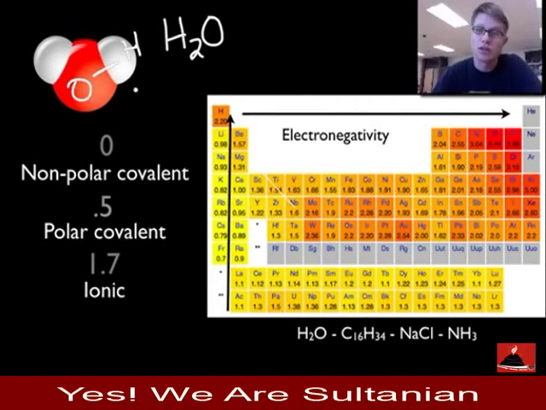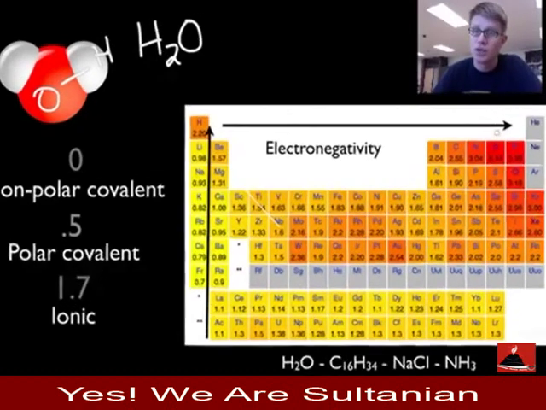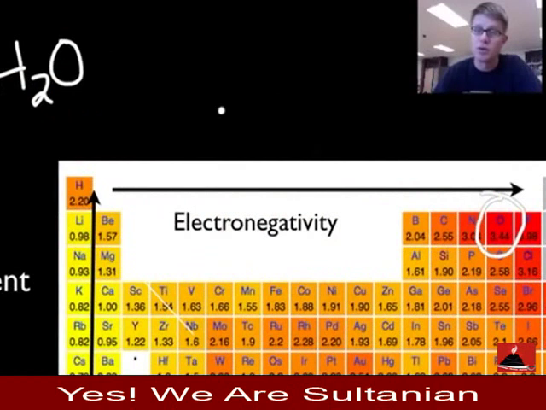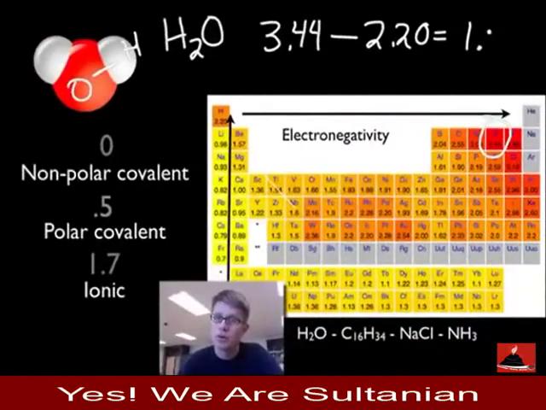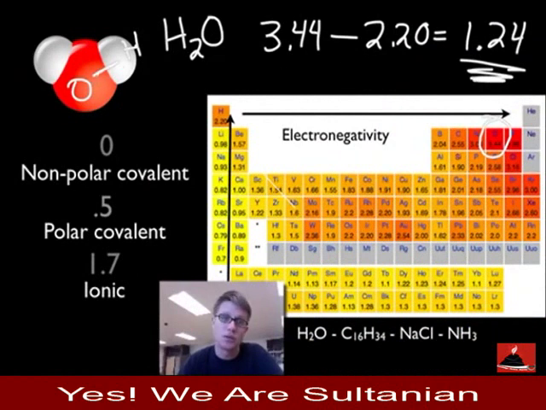Here's our oxygen. Oxygen's electronegativity, I'm just reading it on this chart. In my class, you'd have to use your periodic table. It has an electronegativity of 3.44. I'm going to subtract that of hydrogen, which is 2.20. And so I get a difference of 1.24. That's the difference in their electronegativity between these two.